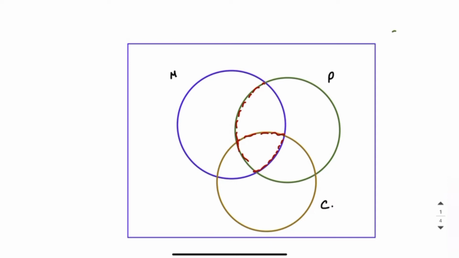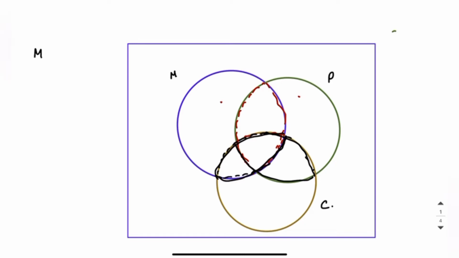This region is a common area for physics and maths. Now this region is a common area for math and chemistry, and this region is a common area for physics and chemistry. So let us write the data which is given.